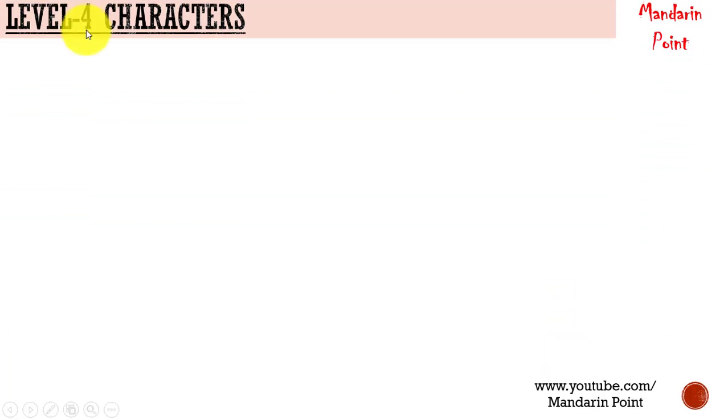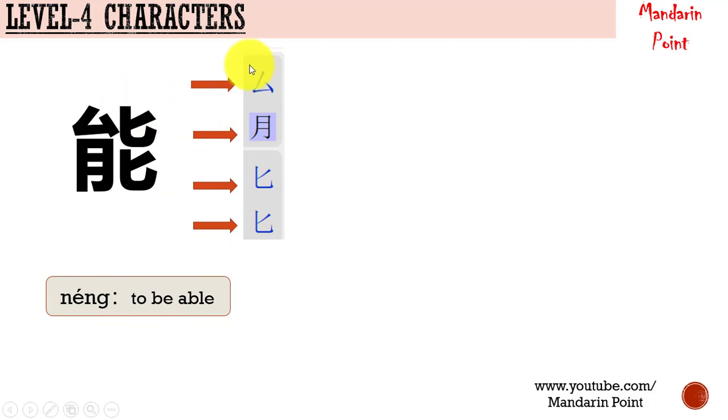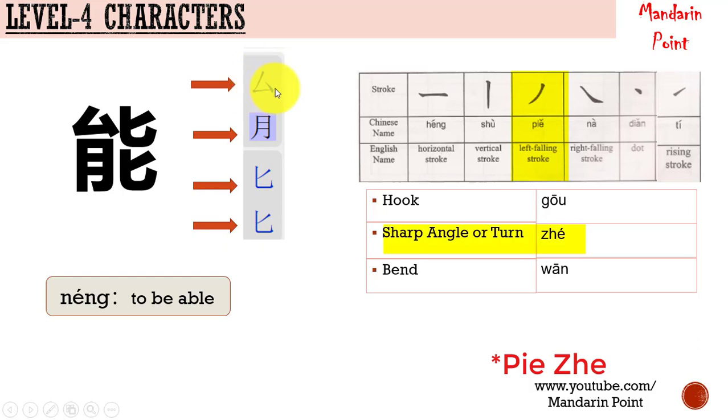Now, level 4 characters, let's see. Very simple, 1 character, 2 character, 3 character, 4 character. It is Nang, to be able, and we can decompose it into 4 basic characters. 1, 2, 3, 4. All of these 4 basic characters can be derived directly from basic strokes. Hang Zhe Dian Pie Hang Zhe Gua Hang Hang Shu Wan Gua Pie Shu Wan Gua Pie.